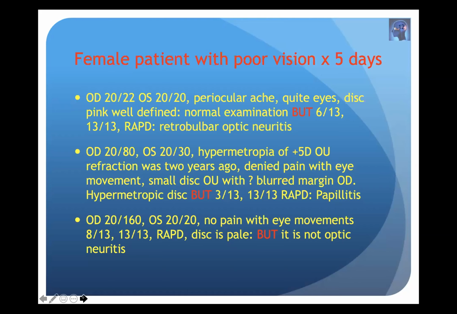But again, the visual complaint was of only 5 days duration. We checked the color vision. She was reading only 3 out of 13 plates, and all 13 plates with the left eye. On pupil examination, there was a relative afferent pupillary defect in the right eye, and the disc was small, but on top of that, there was a slight blurred margin. This was a case of papillitis.